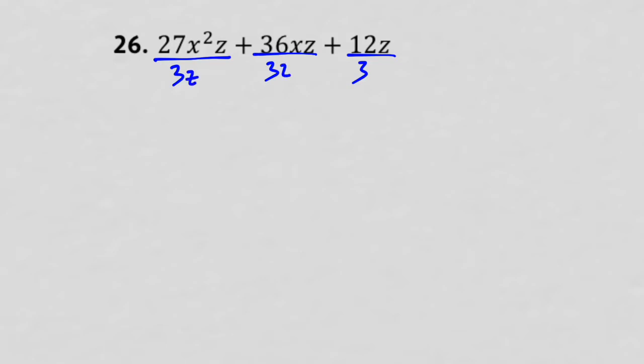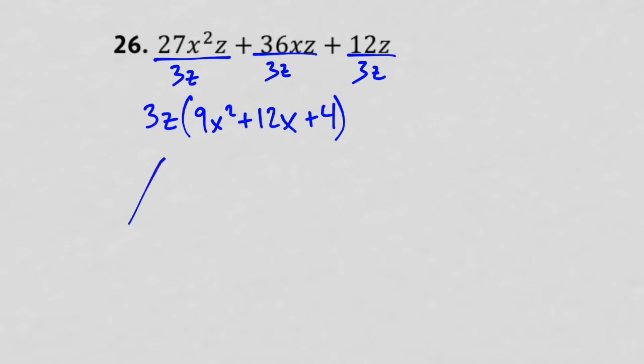So factor out 3z. When you factor out 3z, on the first one, you're going to have 9x squared. The middle one is just going to be 12x. And the last one is just going to be 4, right? 12 divided by 3 is 4, and the z's cancel. And then what I'm going to try to do is use x factor on this one, because it's a quadratic, right? A quadratic trinomial. So let's try x factor there.